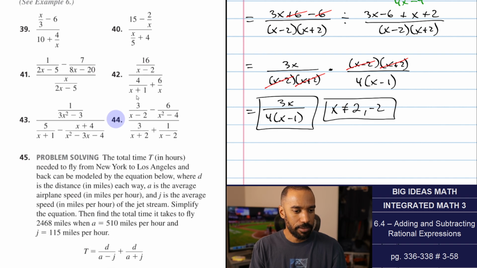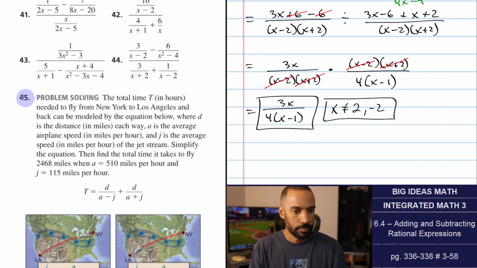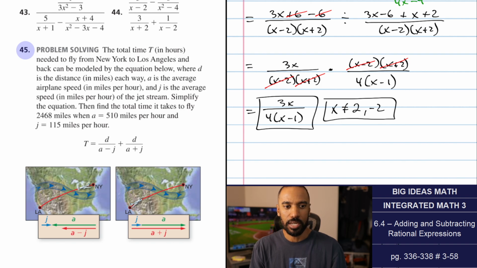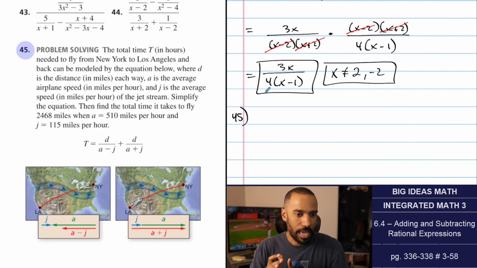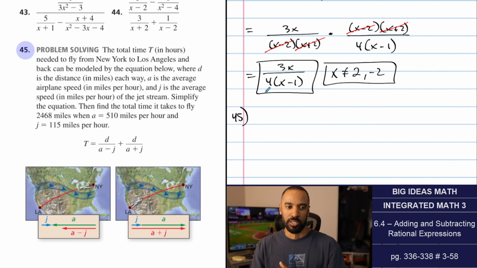Okay, number 45, problem solving. The total time t in hours needed to fly from New York to LA and back can be modeled by the equation below, where d is the distance each way, a is the average airplane speed, and j is the average airplane speed of the jet stream. Is jet stream like wind speed? Simplify the equation, then find the total time it takes to fly 2,468 miles, when a is 510 miles per hour, j is 150 miles per hour.